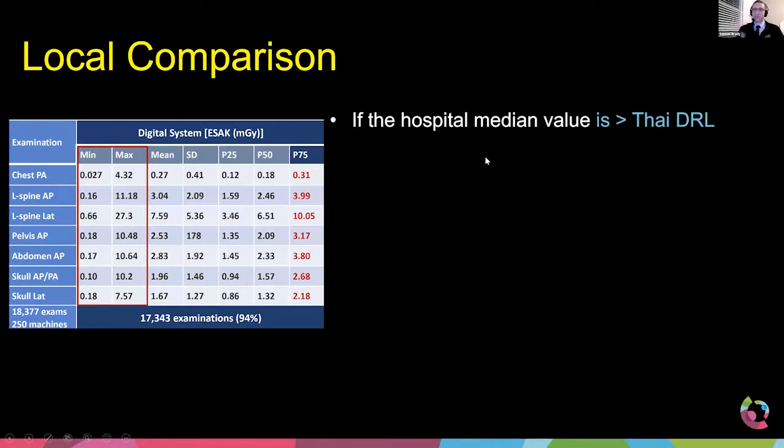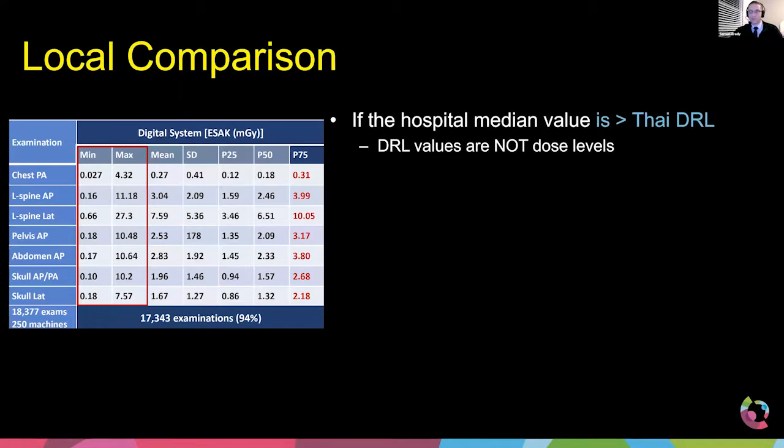So let's go through a scenario here. You are a local hospital. You just received this in the mail. You now are looking at your data, so you've gone out and you've collected a variety of values. Let's start with the chest PA, and let's assume your value is somewhere at, let's say, 4 milligray. It's one of these high values right here. So your value is greater than the Thai DRL of 0.31 milligray.